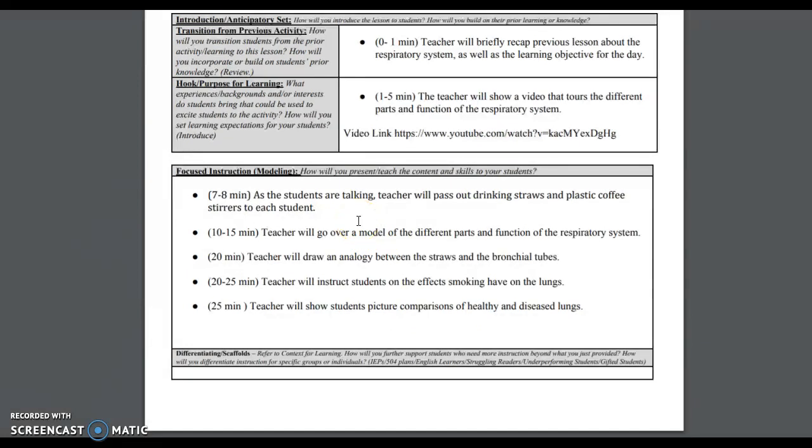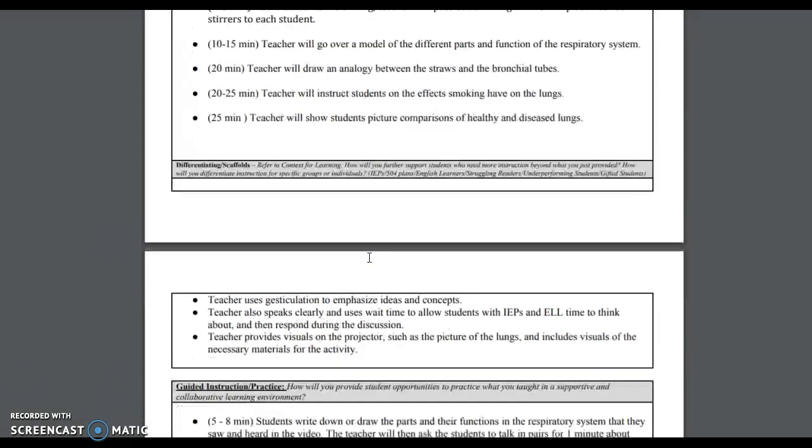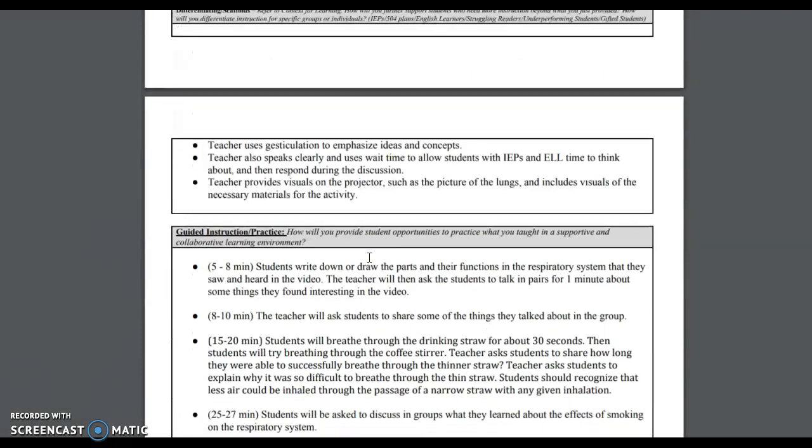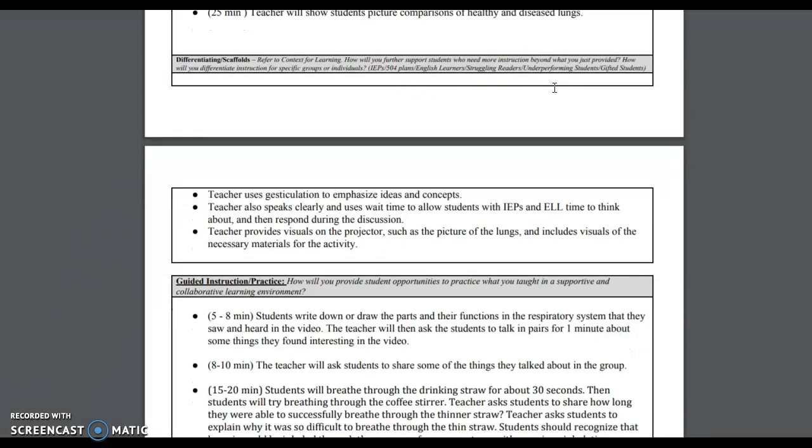which is modeling. This is mostly the teacher talking. Teacher passes out the materials, goes over the models of the different parts of the functions of the respiratory system, and shows the students a picture of a comparison of a healthy lung and a diseased lung, and this opens up the conversation for this topic. For the scaffolds, the teacher uses a lot of gestures to emphasize ideas and concepts. The teacher speaks clearly, and one thing that we should have probably done is specify scaffolds and differentiation for each group. So for ELLs, students with IEPs, struggling readers, underperforming students, all of them, instead of just generalizing it.